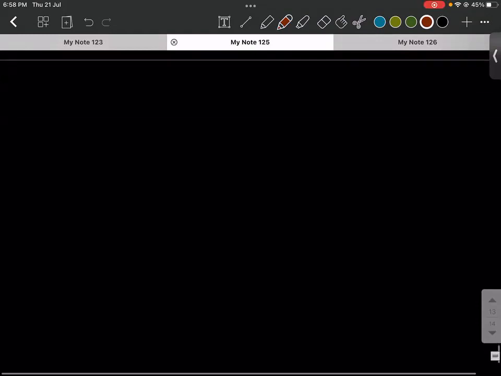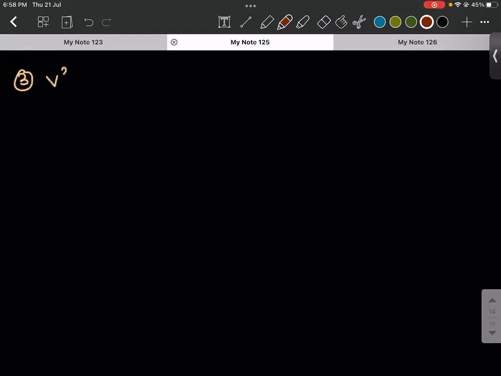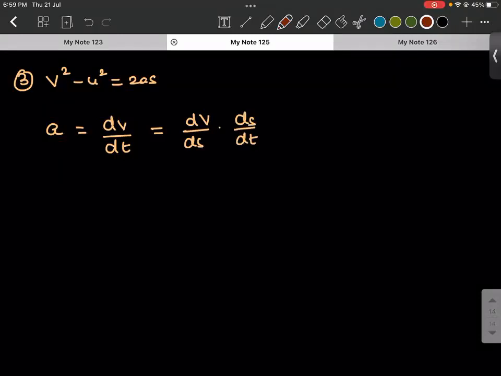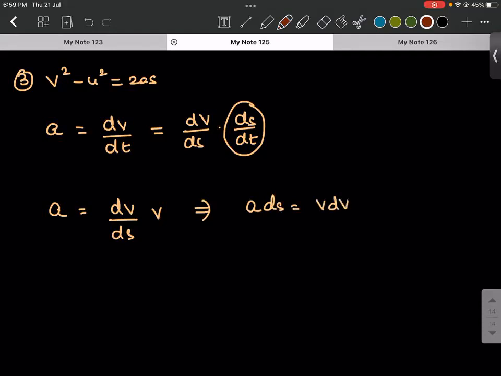And the last equation of motion is v square minus u square is equal to 2as. For this, we will use a is equal to dv divided by dt, which can also be written as dv divided by ds into ds divided by dt. I just multiplied with ds and divided with ds. So when I write a is equal to dv by ds into ds by dt, we know that ds by dt can be written as v, which implies a times ds is equal to v times dv.